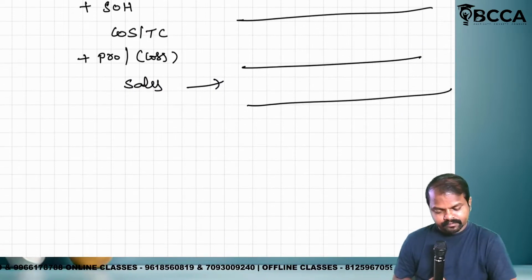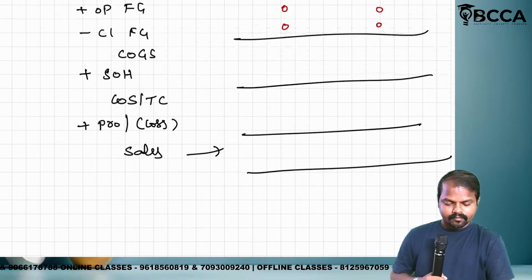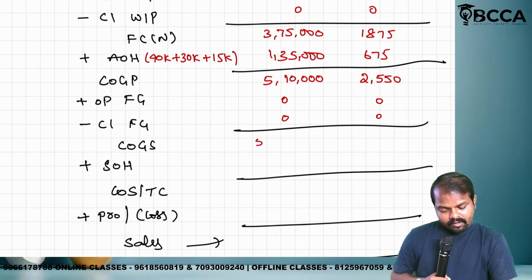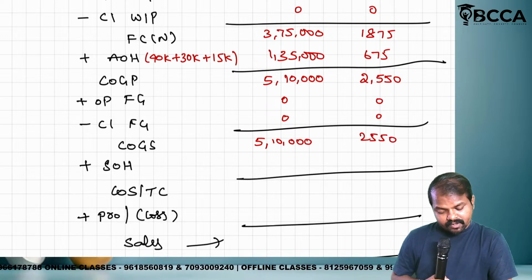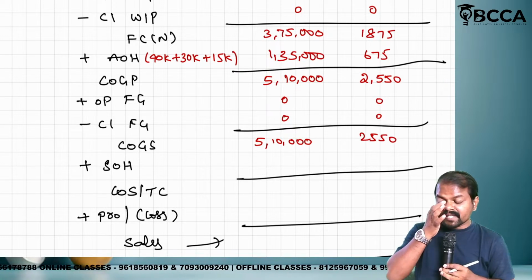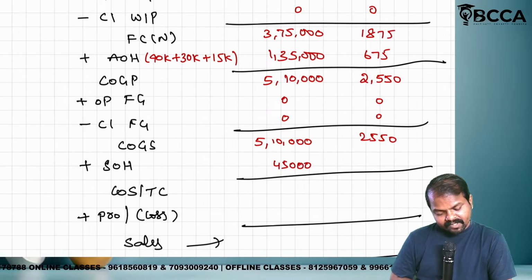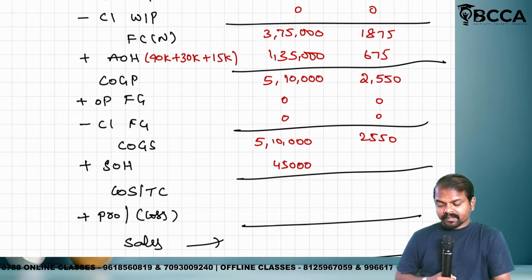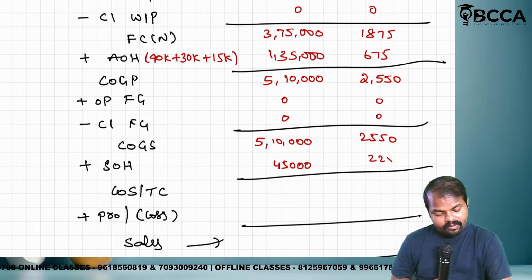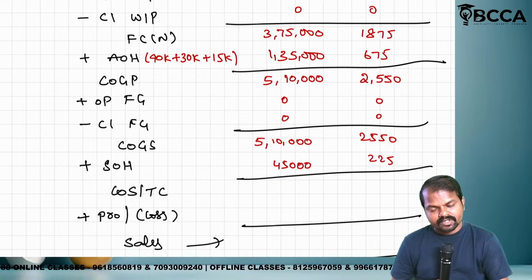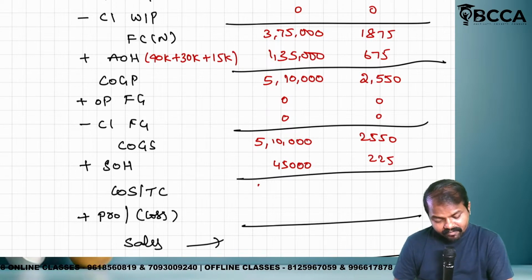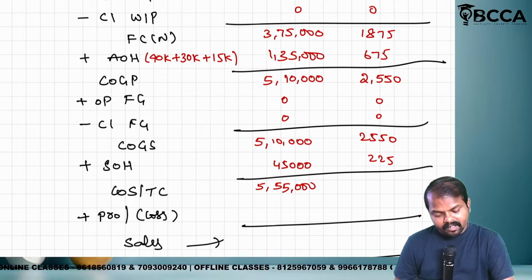Then 5 lakh 10,000. 2550. SOH, please check. Is there 40 divided by 200 units? What is the per unit? Please check total cost. 5 lakh 50. What is here? 7.